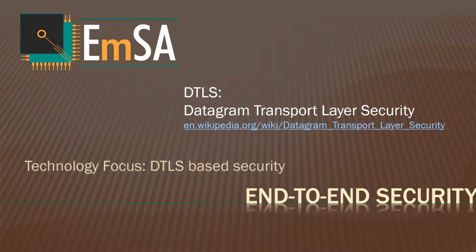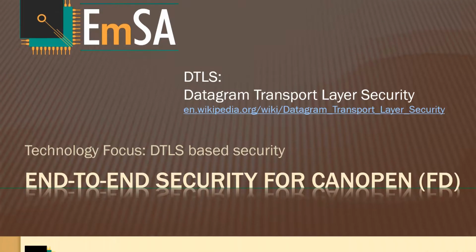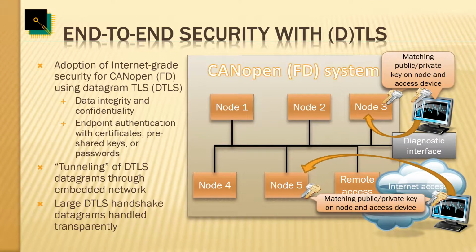When it comes to protecting CAN or CANopen communication, there are various methods on various levels that can be applied. In this video, we'll focus on the TLS or DTLS security, which provides end-to-end security for remote access devices or diagnostic devices. DTLS is already a security mechanism well in place and proven in the internet. And in this presentation, we'll check if and in which cases we can adopt it to CAN communication.